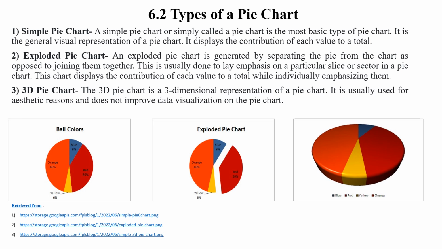The middle picture shows number 2, exploded pie chart. An exploded pie chart is generated by separating the pie from the chart as opposed to joining them together. This is usually done to lay emphasis on a particular slice or sector in a pie chart. This chart displays the contribution of each value to a total while individually emphasizing them. So, picture 3, the third type of a pie chart: 3D pie chart. This is a three-dimensional representation of a pie chart. It is usually used for aesthetic reasons and does not improve data visualization on the pie chart.